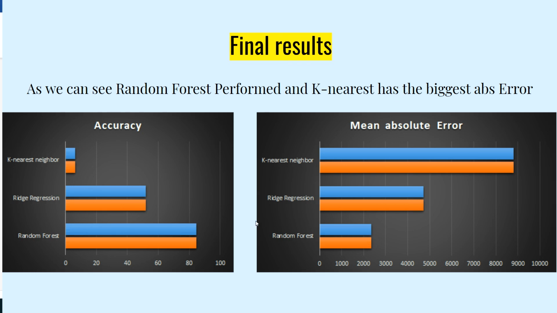Here are my final results. As we can see, the random forest performed the best with accuracy at approximately 85%, and the k nearest neighbors performed the worst with error up to $9,000. I don't think your friends will be happy when they use the model with a range of $9,000 error.